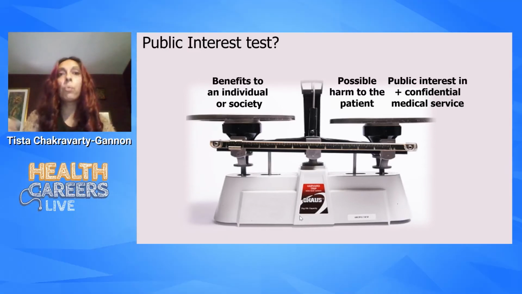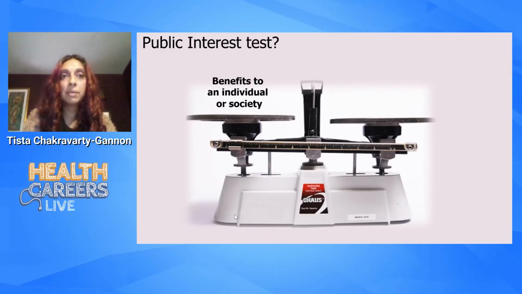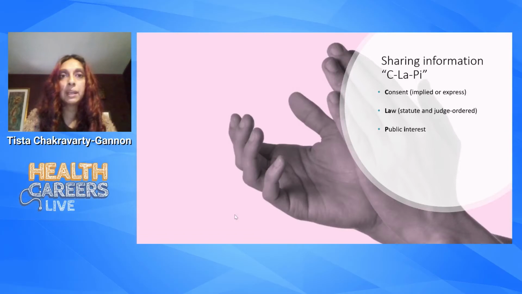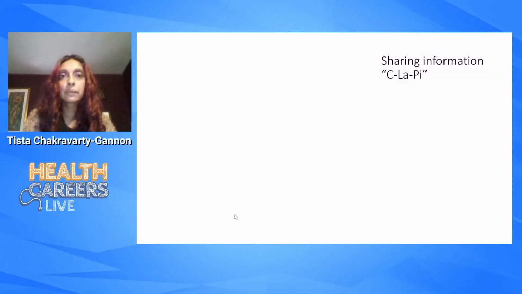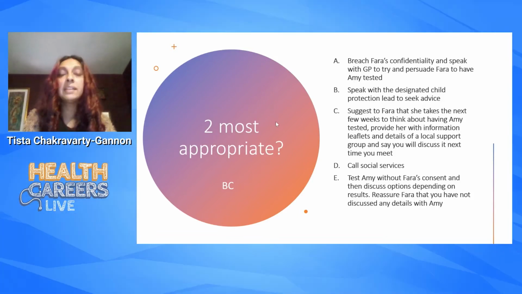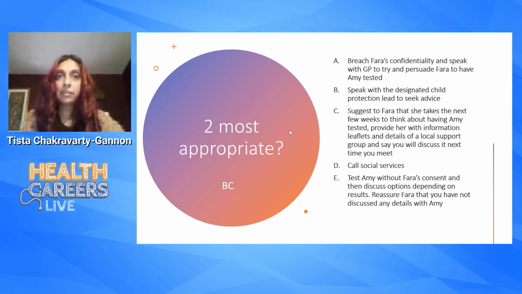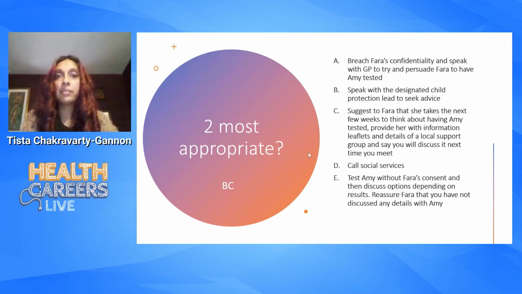So that is why in this scenario, just going back to it quickly to remind you, and I'll flick through it again. What you're looking at here is you're getting advice which doesn't breach Farah's confidentiality, and then you're working with her over a few weeks. Now, if that doesn't work, then you'd escalate. But in this scenario, as it stands, you don't breach your confidentiality. You explore what else you can do.